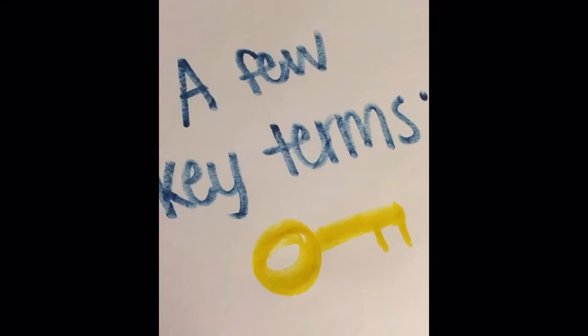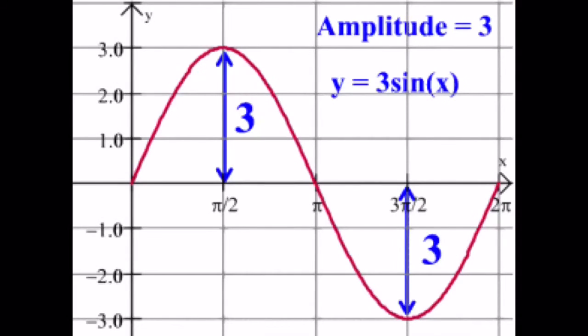Here are a few key terms to keep in mind while graphing sine, cosine, and tangent. Amplitude is the height from the mean value of the function to its maximum or minimum. It determines the range of the graph. It's often referred to as the peak or the lowest area of the graph.